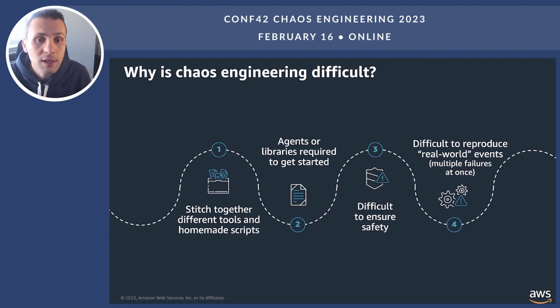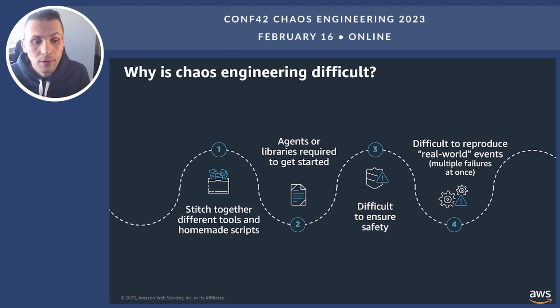And the last is it's really difficult to reproduce real world events, because real world events are not just as simple as an API has failed. Normally, it's a combination of scenarios that will potentially run in sequence or in parallel. And that is really very hard to reproduce.